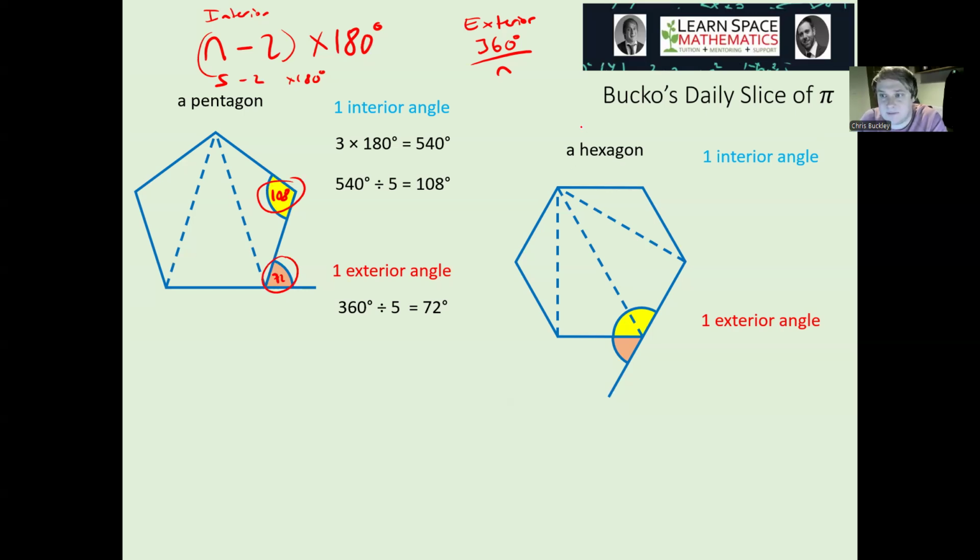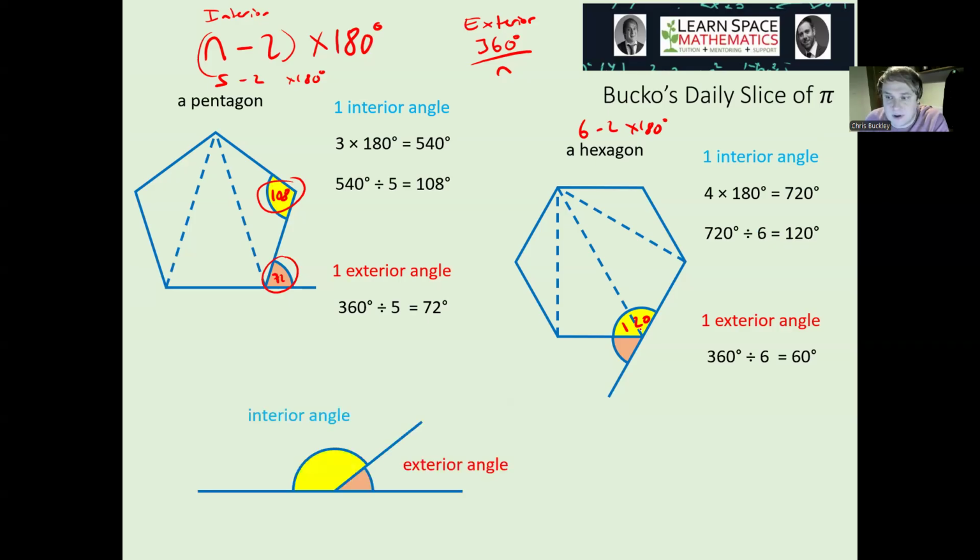Okay, so again, hexagon, 6 sides, take 2 times 180. So 4 triangles would be 720. Divide it by 6 because it's a 6-sided shape and you get an interior angle of 120 degrees. Use the exterior angle. Exterior is always 360 and there are now 6 exterior angles. And what I'm hoping you can see, the link between those two, they always make 180. Yeah, 120, 60. 108, 72. Those two together will always make a straight line, 180 degrees.